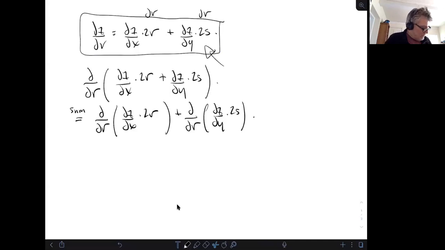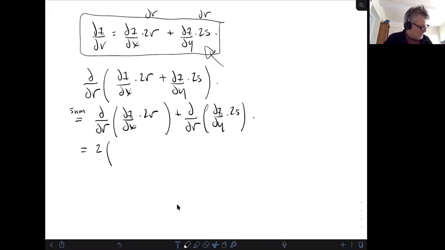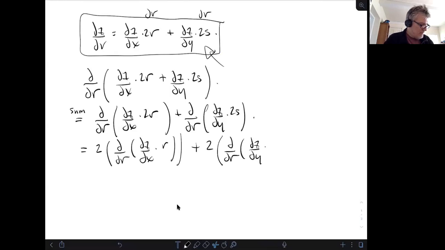Okay, so I can factor out my 2 here. I'm actually pointing at my iPad, which of course you can't see, so sorry about that. This is 2 times del r of del z, del x times r, plus, and I can factor out that 2 again, 2 times del r, del z, del y times s. Okay, so here we go.